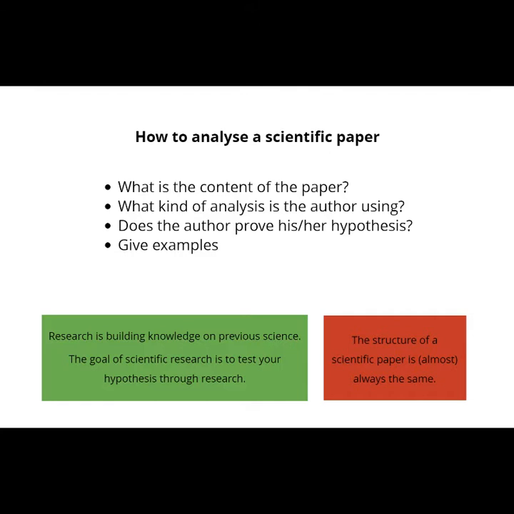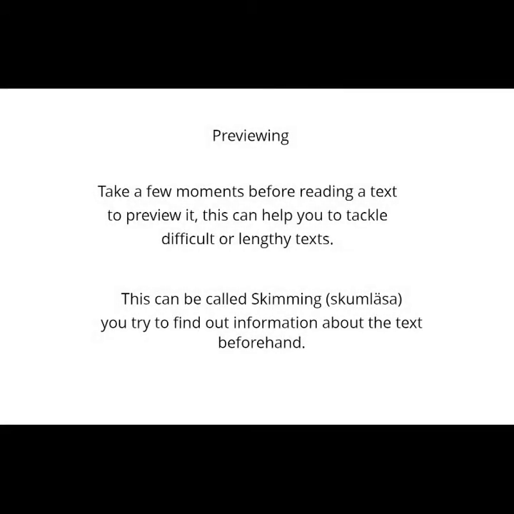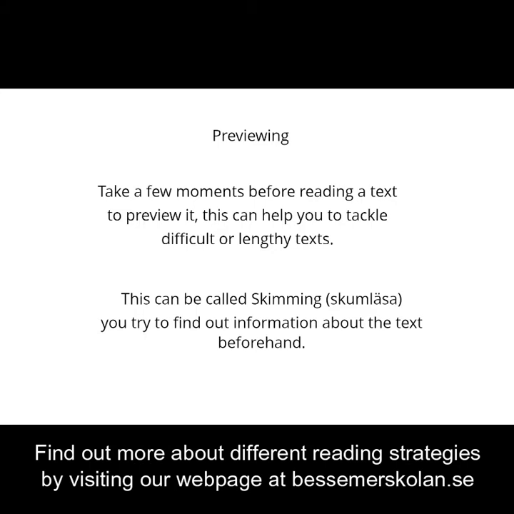One thing that will make this easier for you is the fact that scientific papers are almost always based on the same structure. So when you start to look at your sources, for instance an article, take a few moments before reading the text to preview it. This can help you to tackle the text. This is what is called skimming, skumläsa. You try to find out information about the text beforehand. What genre is this? What paper was it published in, for instance? And other things like that. And you're probably already very skilled at this sort of approach to reading scientific texts since your gymnasiearbete. So feel free to ask us questions if you want to know more about these skills.